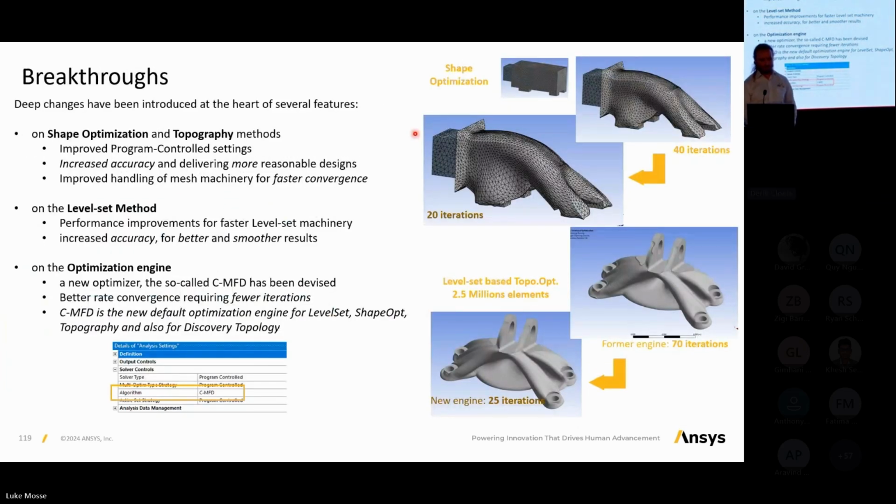A few other things in the topology optimization, and shape optimization, enhanced accuracy and speed. So with the shape optimization, what took previously 40 iterations now takes 20 iterations. Using the level set-based topology optimization solver, what previously took 70 iterations now took 25. So these solutions are quite long duration. They do take quite a while to solve, so that's a really big improvement.